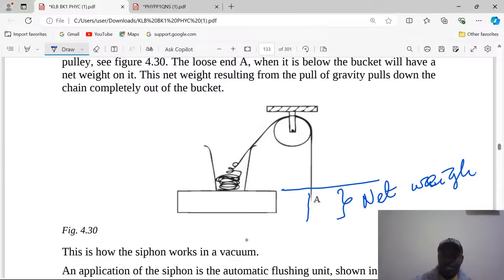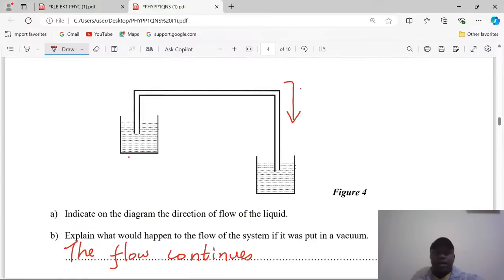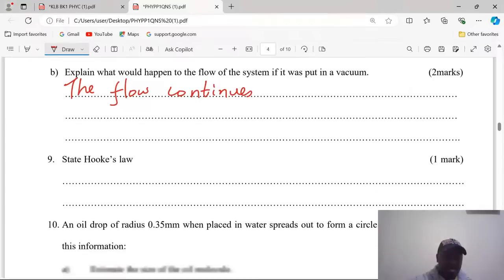So we are saying exactly at this level, there might not be movement of the rope. But as long as it is extended below the level of the bucket, then the rope is going to roll itself out of the bucket until it is completely not in the bucket. And so we are saying that the same happens to the siphon. The water will continue flowing out, or whatever liquid it is.